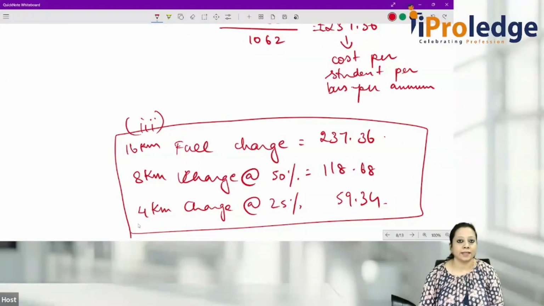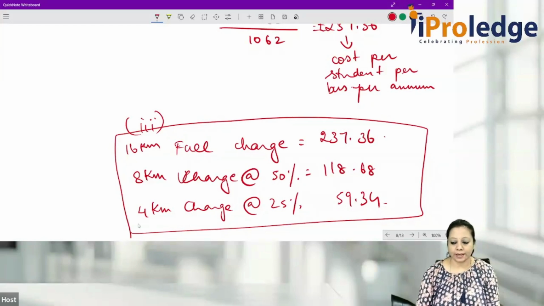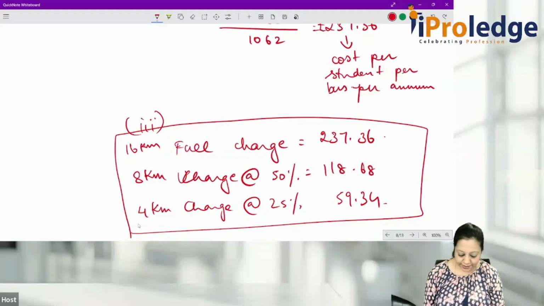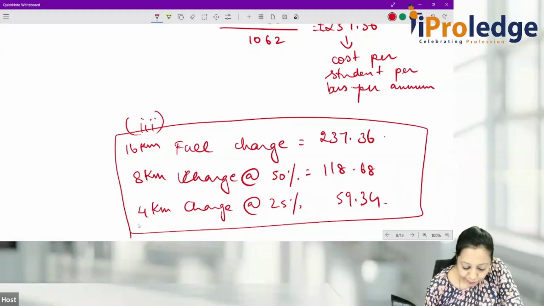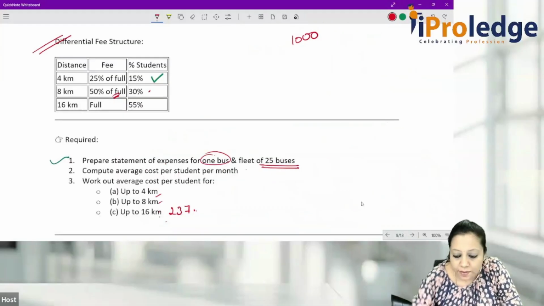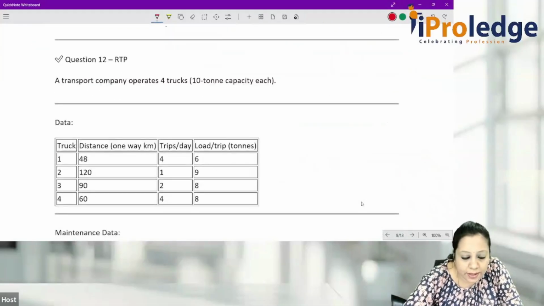Can we proceed here? Yes. Okay. We just go to the next question. Those of you who have finished, you can start reading the next question. Nice. So now we will go to the next question.